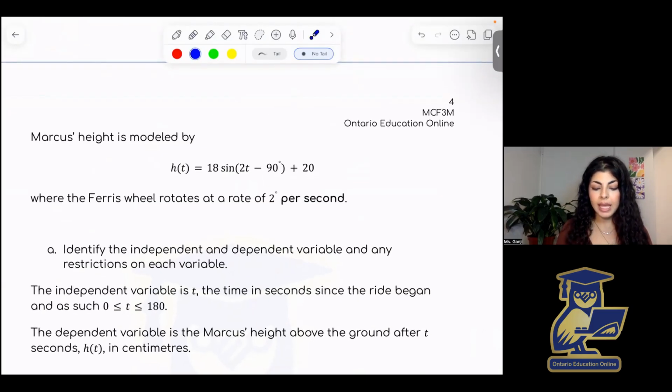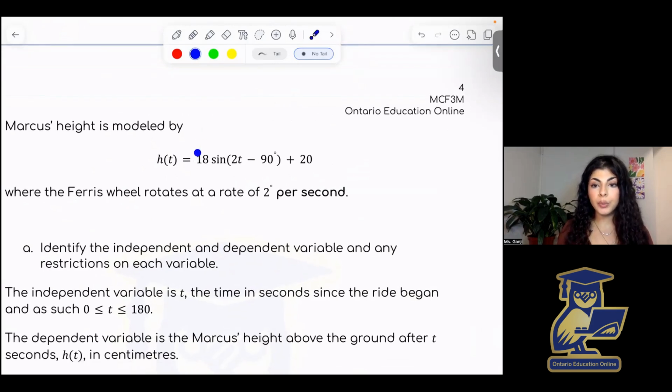So just interpreting this, 18, of course, is my amplitude or the radius of the Ferris wheel. This 2 is my horizontal compression because instead of 360, we are completing the cycle in 180. So we have divided our period by 2. And then we have this shift to the right by 90 degrees. And the reason for this is because we aren't getting on the Ferris wheel at the midline, which is what happens with the parent function for sine of x. So we are actually getting on at the lowest point, which is at the minimum.